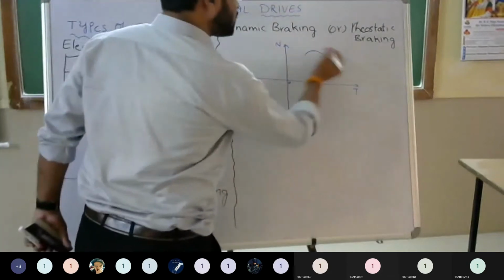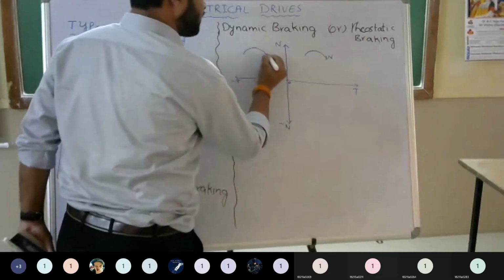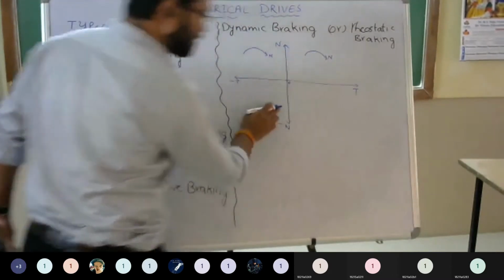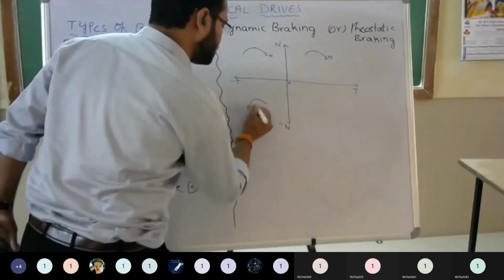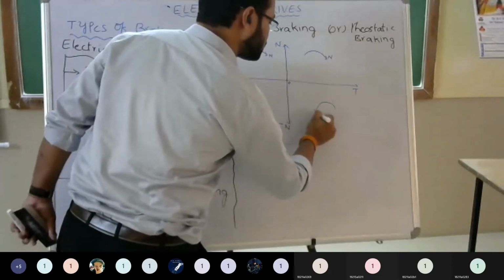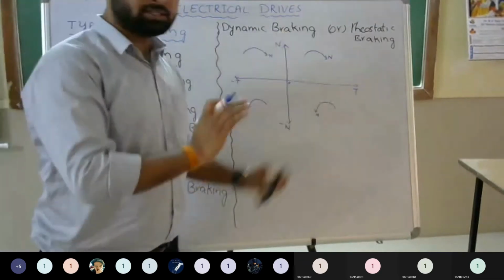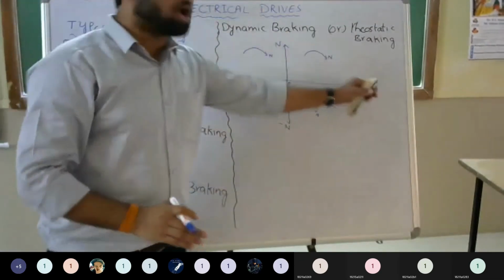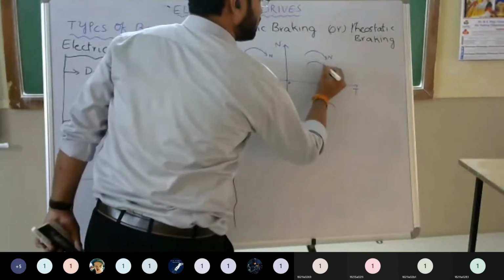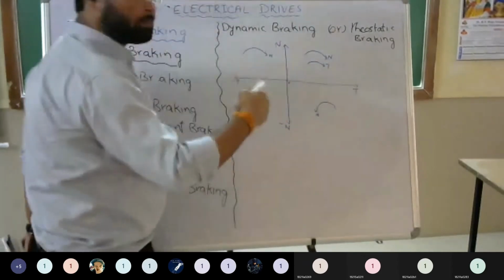So here this is the speed, and this will be the forward direction, because this x-axis is positive. So here it is positive, but here it is negative, and here also it is negative. When the speed is in the forward direction and the torque is also in the same direction, the torque is supporting the speed.